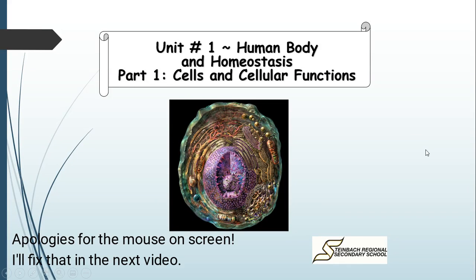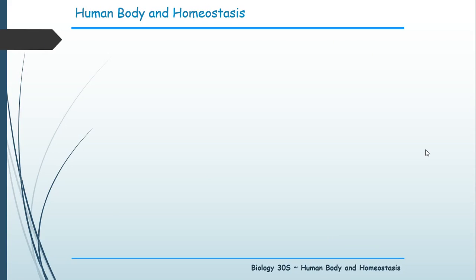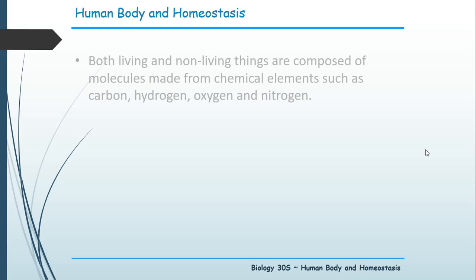All right, so Bio30S. It's just a recording. I'm going to try this out for our notes for the first unit here, the human body and homeostasis. So we're going to look at the cells and cellular function. So we've gone over in class. So if you've already been in class, you've seen this. But anyways, we need to understand the various parts of the human body and homeostasis.